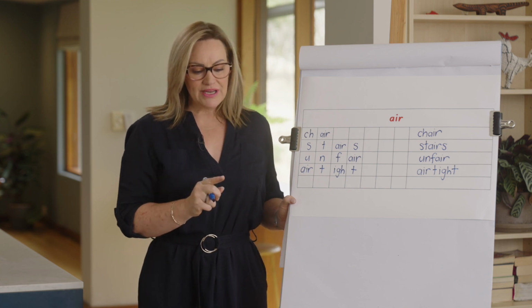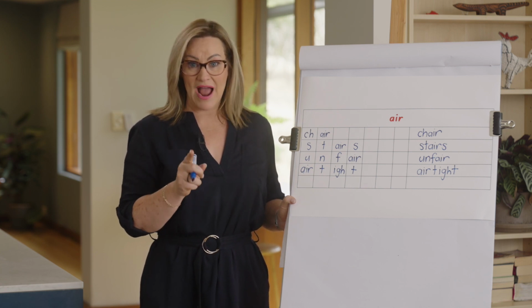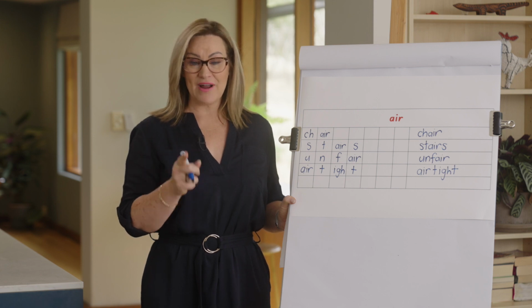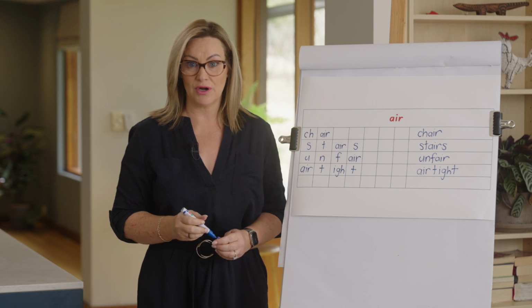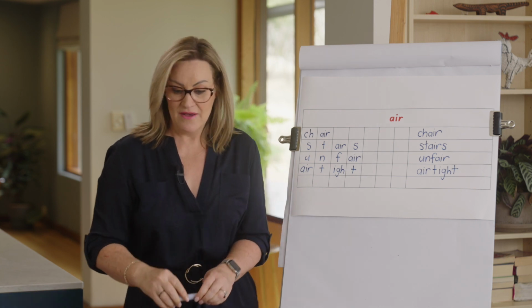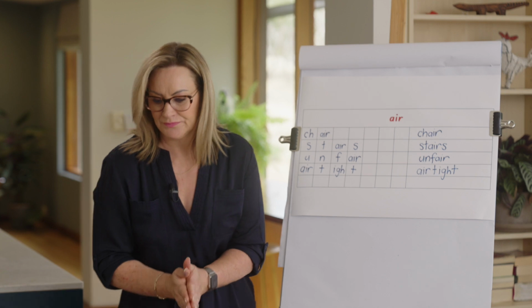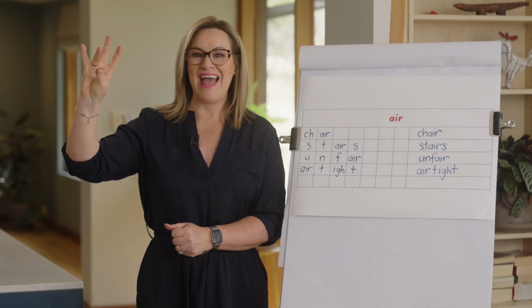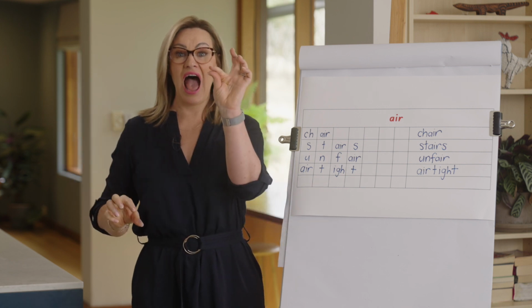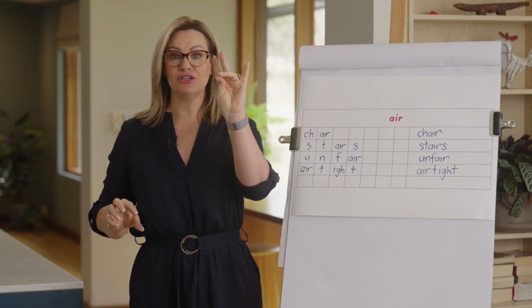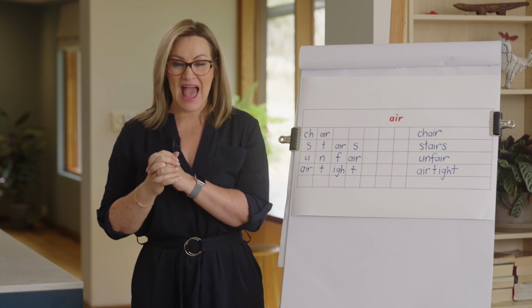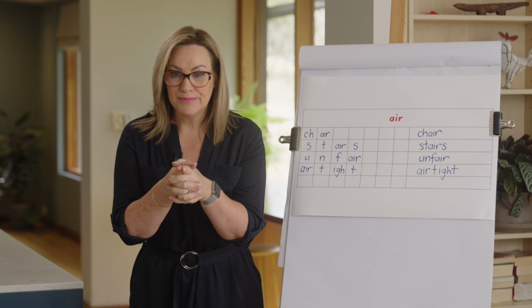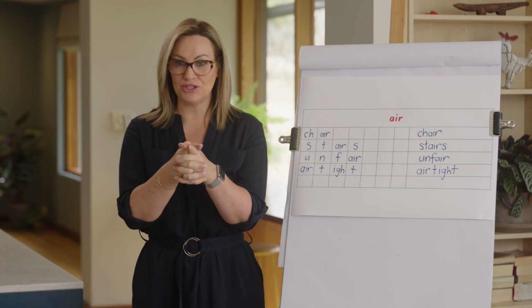Our last word is fairground. Fairground. Repeat. Tap and say. I'm pretty sure I will need extra fingers for this one. Fairground. Air, g, ow, d. Fairground. Now it's ow as in ouch. Ow as in ouch spelling.